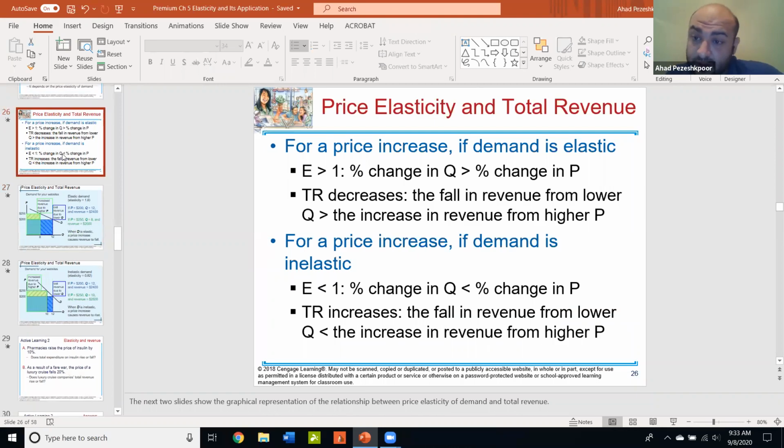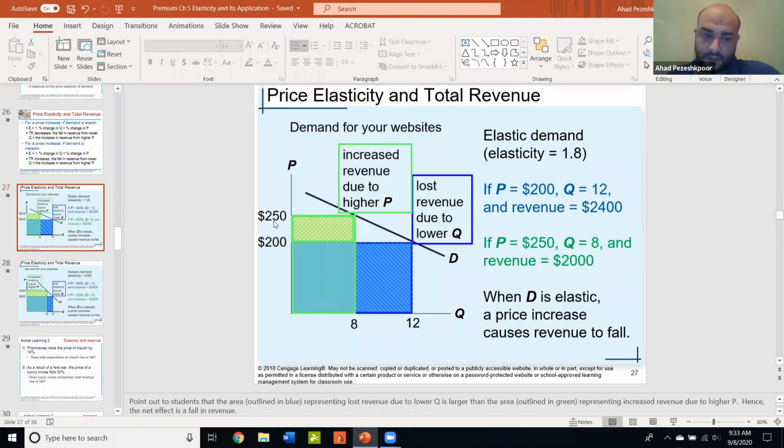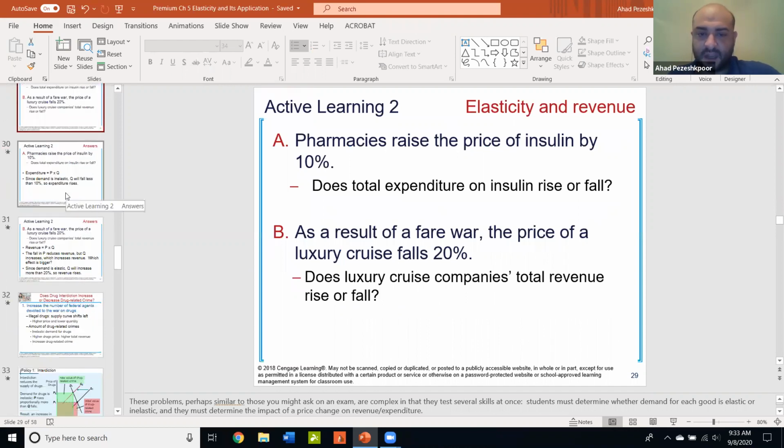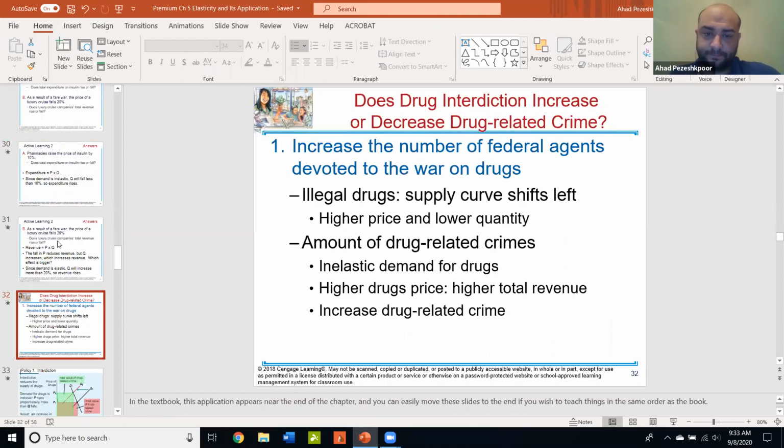For profits, you can always say when something is inelastic, profits would go up by increasing prices further and further and further. These are again the mathematics behind this, and this example we will cover in class.